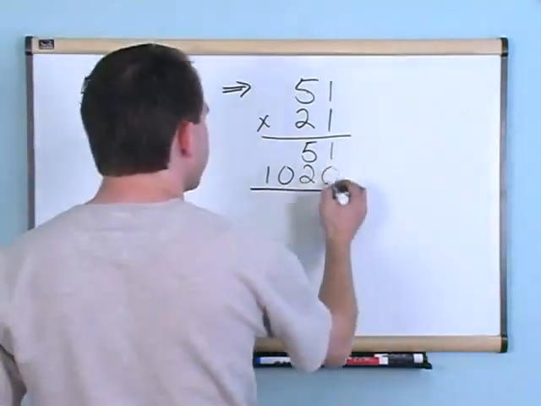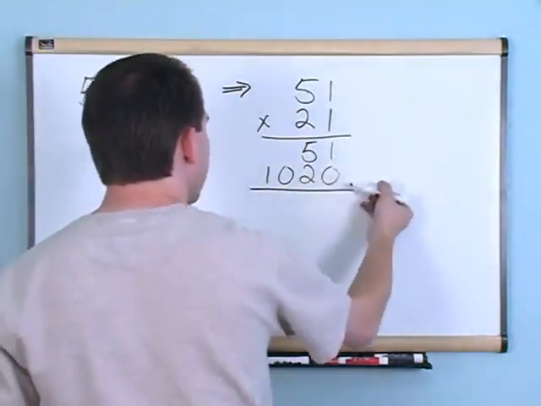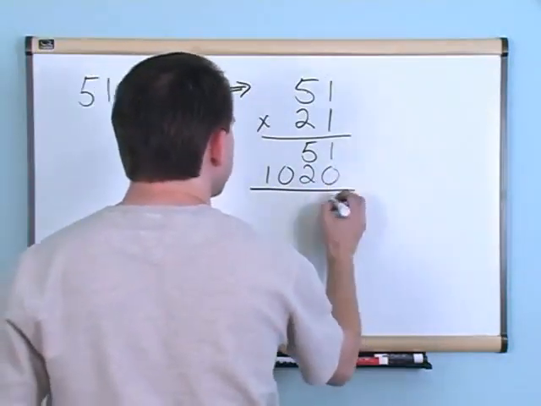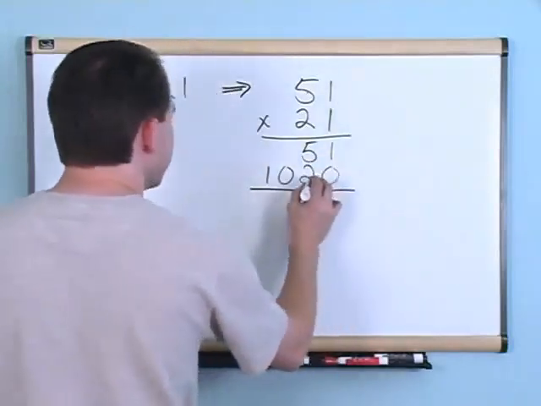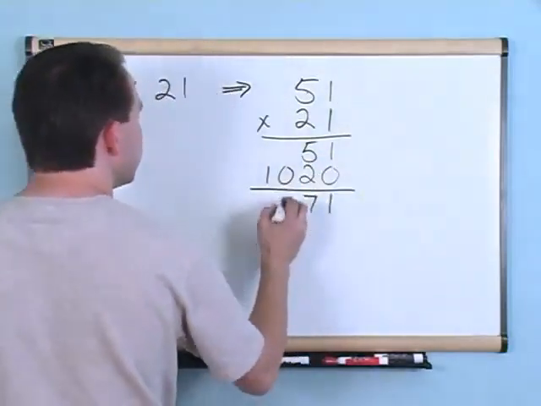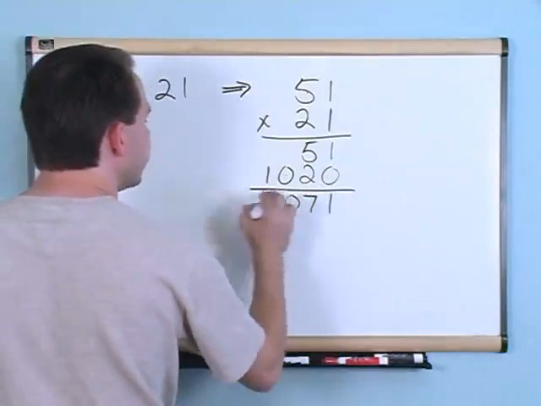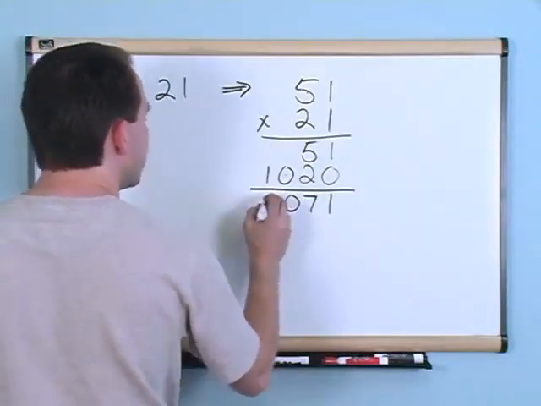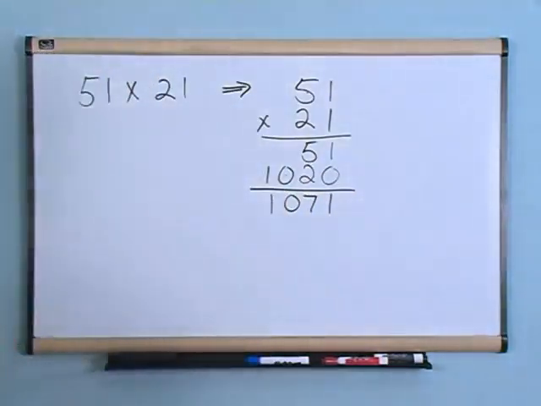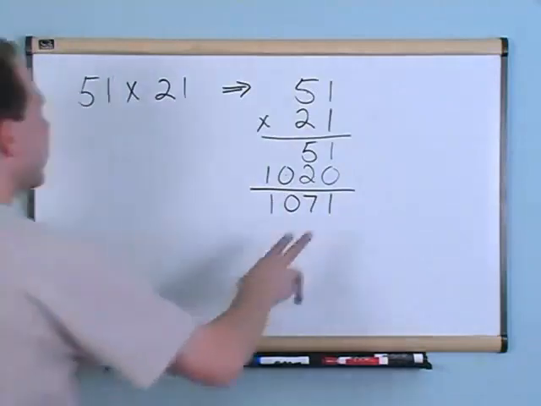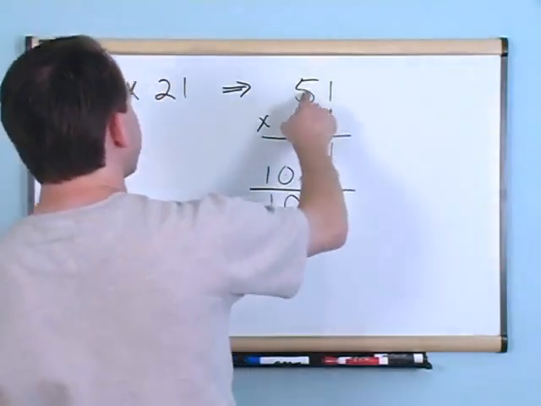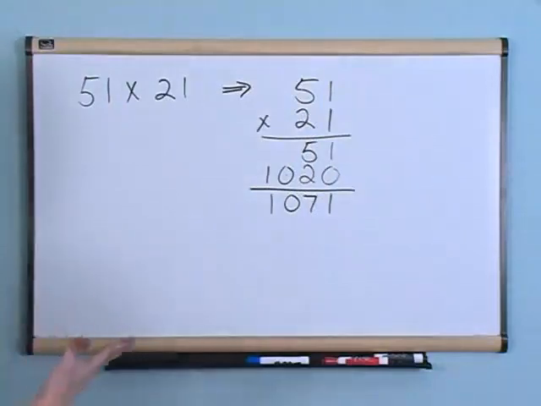So now you have two numbers, one on top of each other, and all you have to do now is add them up. 1 plus 0 gives you 1. 5 plus 2 gives you 7. 0 plus 0 gives you 0. 1 plus 0 gives you 1. So it's 1071 is the answer. So this is an example of two numbers multiplied together that you would never remember just by multiplication table.